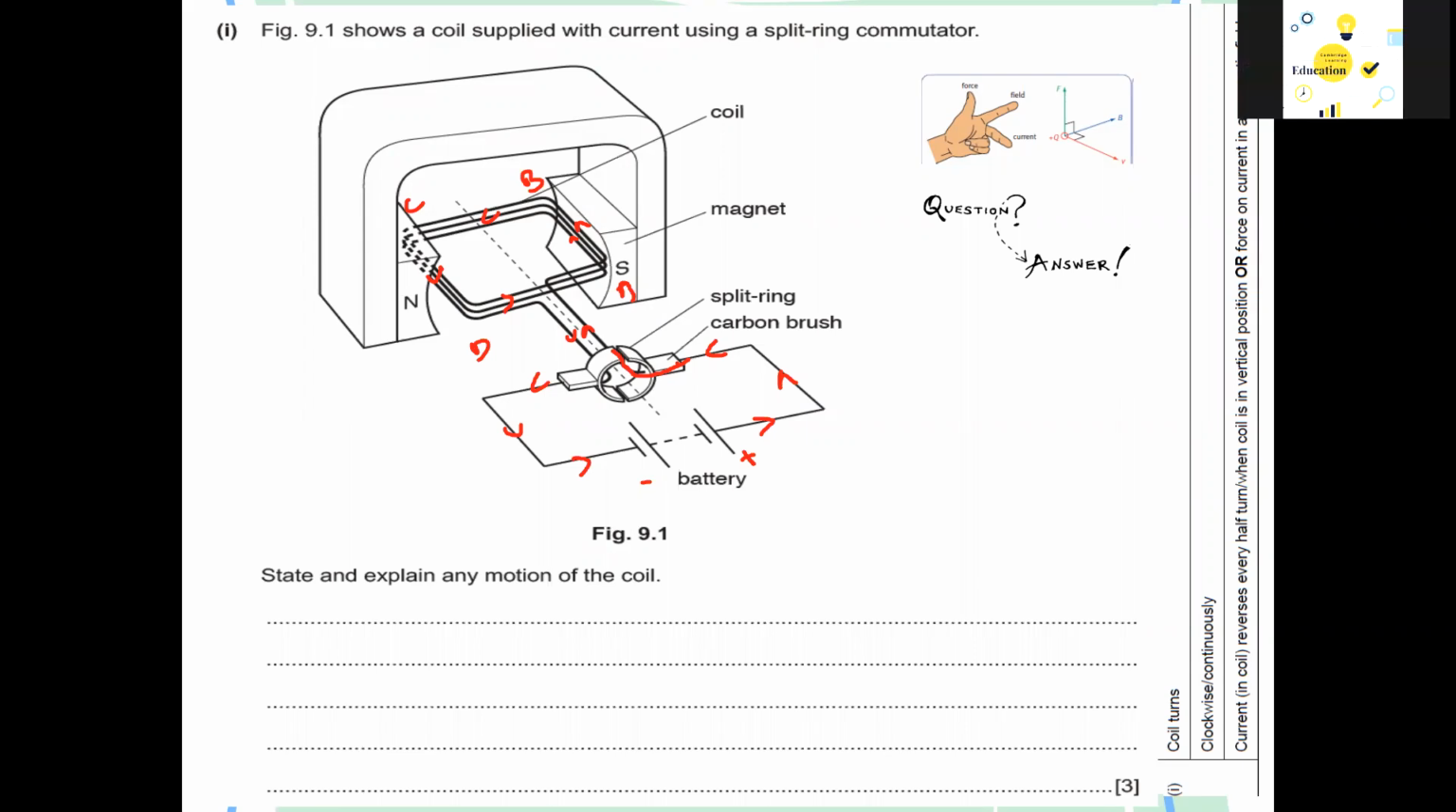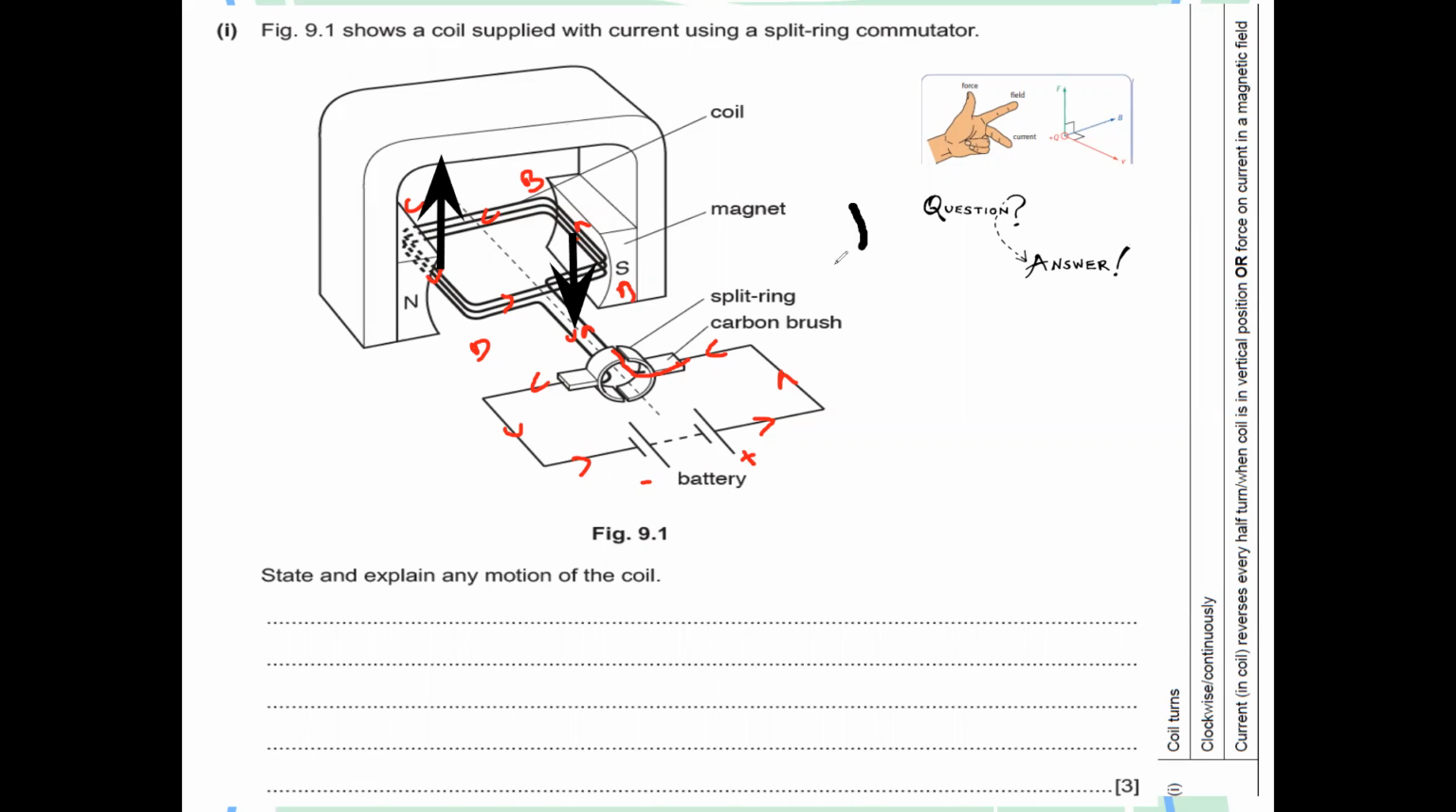So as a result, what will be the direction of the force? The direction of the force is downward for this side, and it is upward for the other side. So when I look at this wire, how will I find the way it is rotating? One side is downward, the other side upward, so it will rotate in this manner. We call this rotation clockwise.